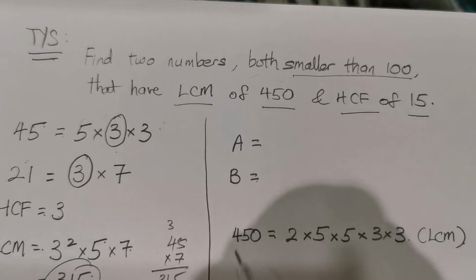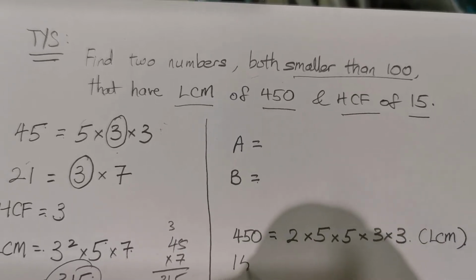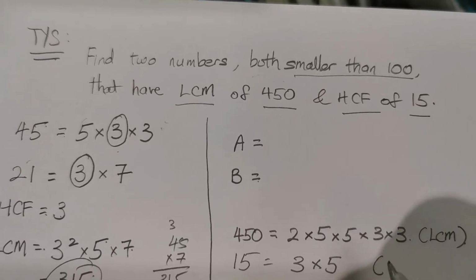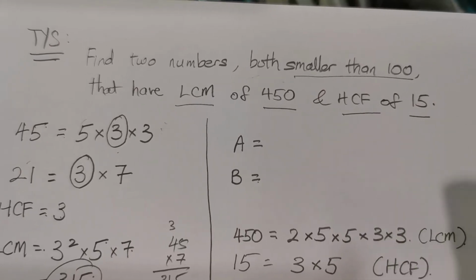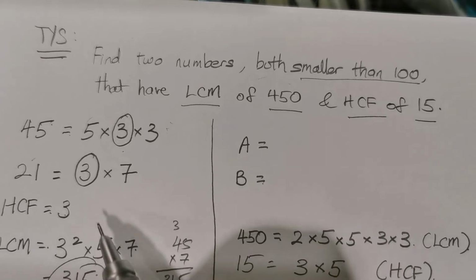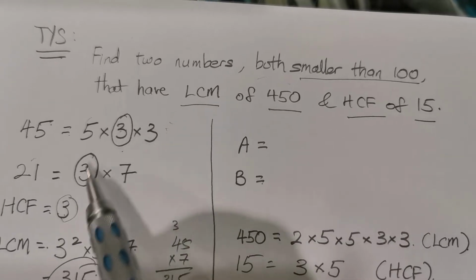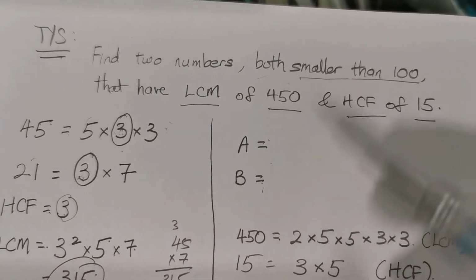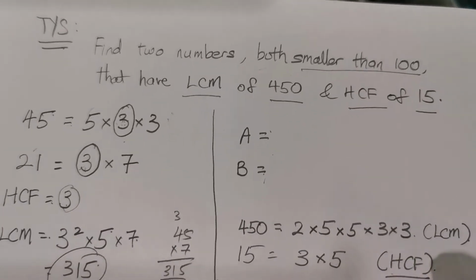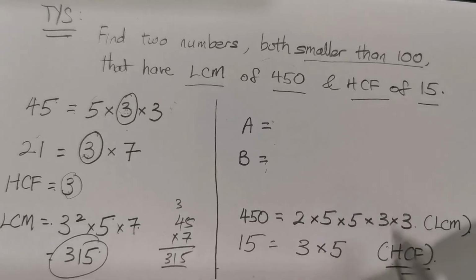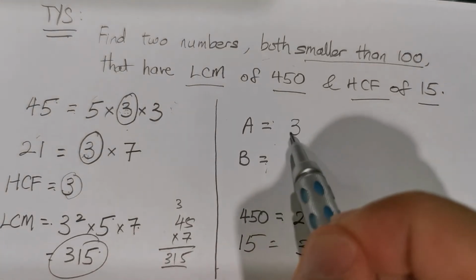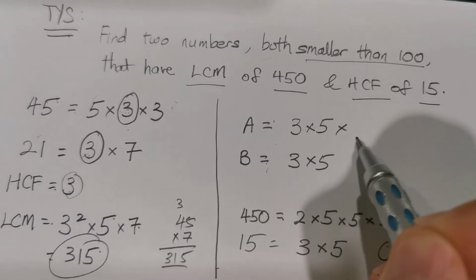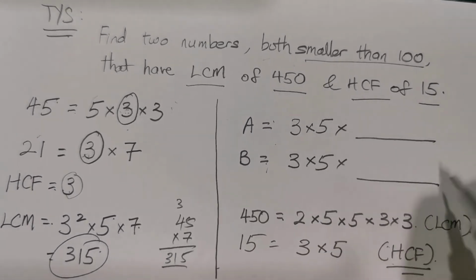Now the HCF is 15. It's 3 times 5, which is 15. Did you notice that for the HCF to be 15, both of the numbers have the HCF inside? It is confirmed. If I tell you the HCF is 15, you can be very sure that both of them must have 15 inside. But of course, both of them have other numbers as well.